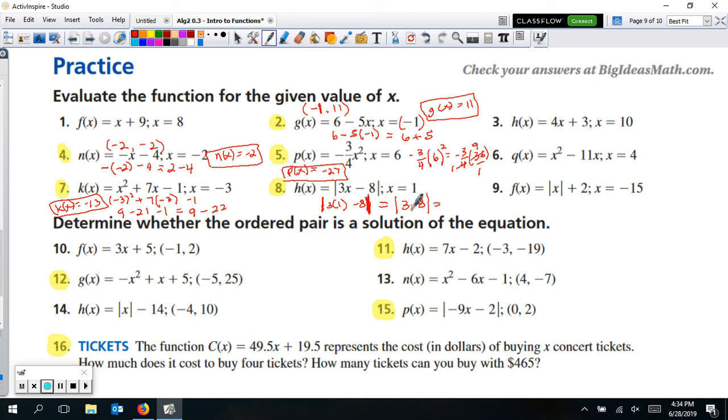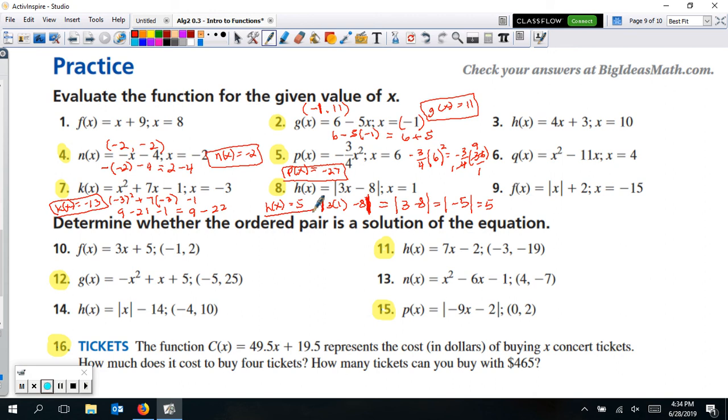So when you see the absolute value symbols, and you have just one number inside there, whatever number that is, it has to turn positive. So to get rid of the absolute value symbols, you just turn this positive. If it's already positive, then it stays positive. But if this number is a negative like we have here, then it's just going to equal positive 5. So our h of x on this one is equaling 5. That's our answer for this guy.